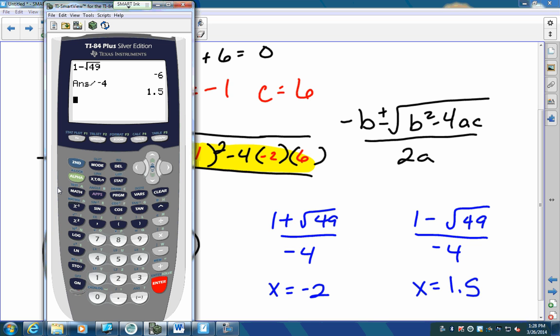Listen, a lot of people think that you have to have this type of calculator in order to do this. You don't. You just need a calculator that has a square root sign. And I have a feeling on your phones there's a square root button on there.